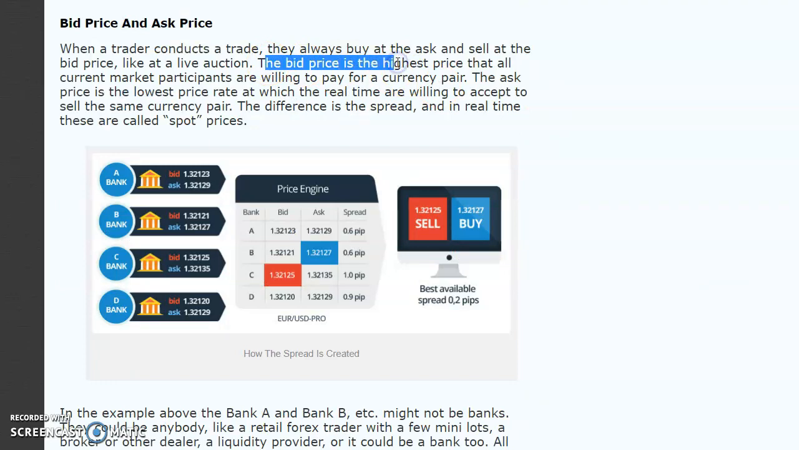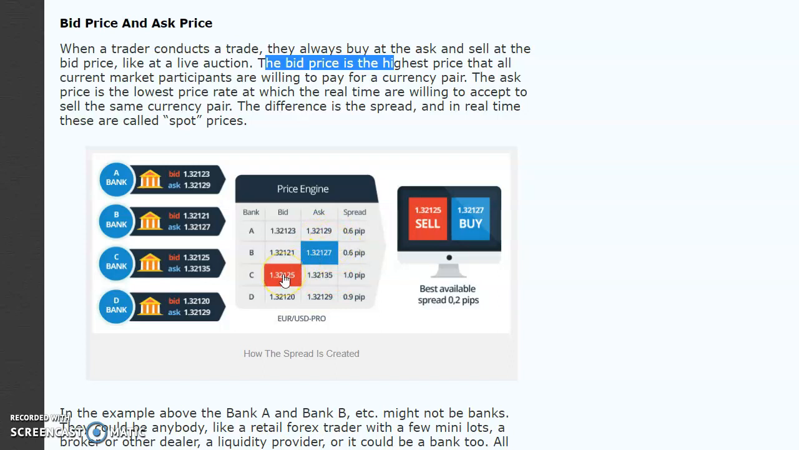Okay, so the bid price is the highest price that all of the market participants are willing to pay for a currency pair. And you just group them all together and it's the highest price. So you can see in this case, these are all of the market participants. And you can see that the highest bid price is color coded here in red. Then you take the lowest offer price, okay, that all of the market participants in real time are willing to pay. And that's how the spread is created.